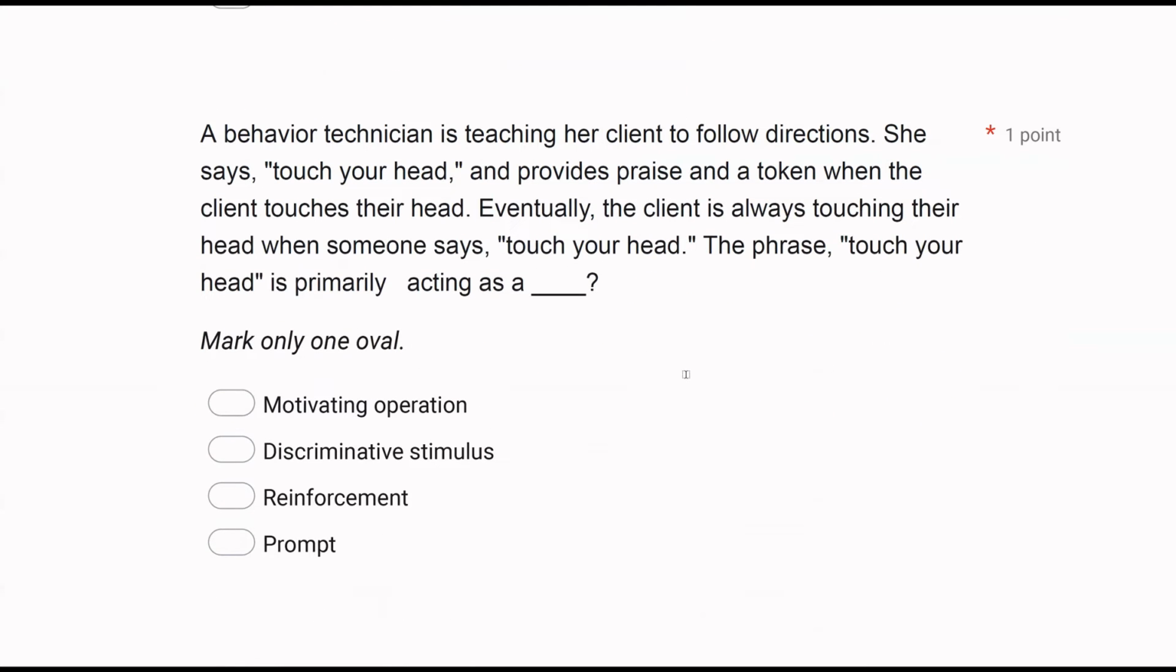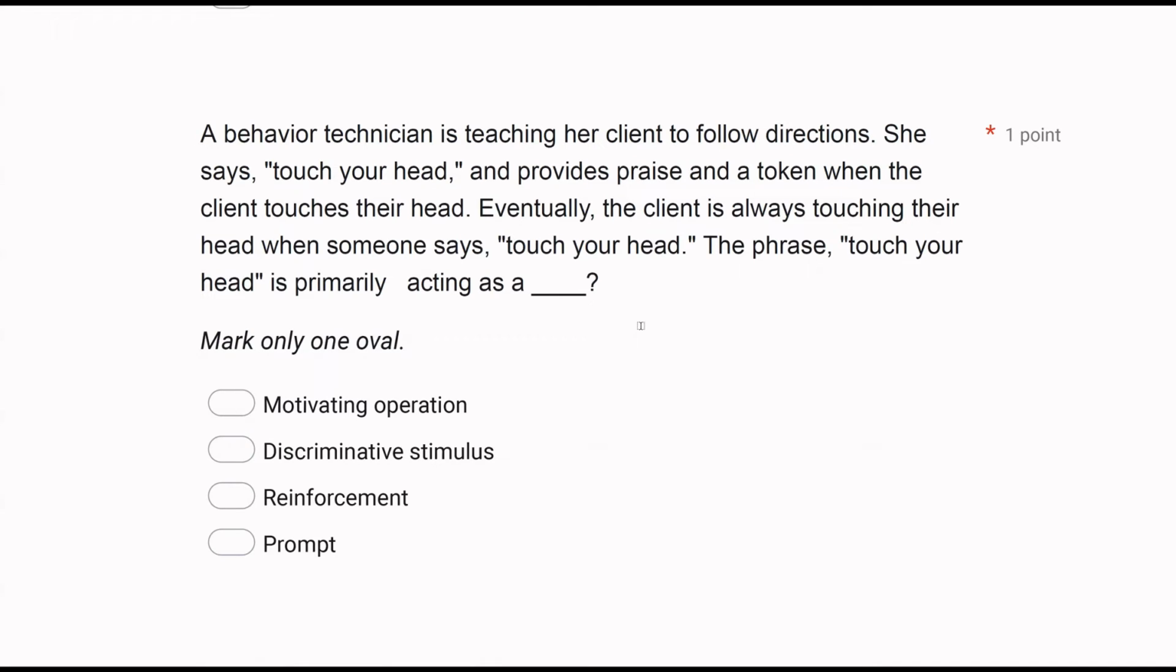Behavior technician is teaching her client to follow directions. She says, touch your head, and provides praise and a token when the client touches their head. Eventually, the client is always touching their head when someone says, touch your head. The phrase touch your head is primarily acting as a what?